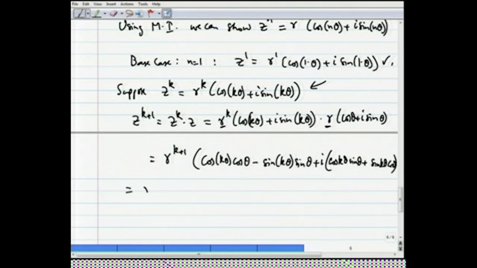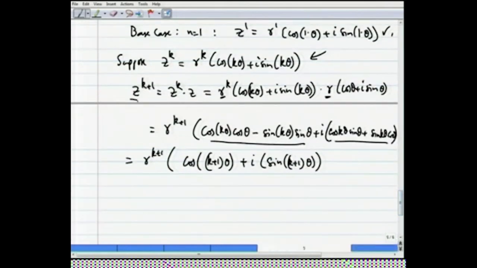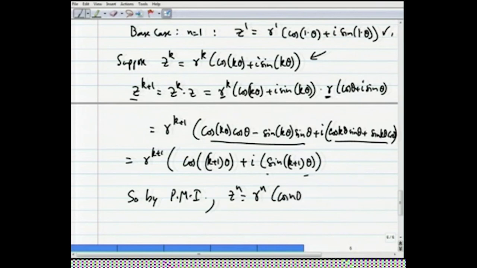Okay, so that gives you r power k plus 1 times, of course, cosine k theta cosine theta, which is cosine k plus 1 theta, plus I times sine k theta plus theta, which is sine k plus 1 theta. So indeed you get z power k plus 1 is r power k plus 1 times cosine k plus 1 theta plus I sine k plus 1 theta. So by the principle of mathematical induction, z power n is r power n times cosine n theta plus I sine n theta.